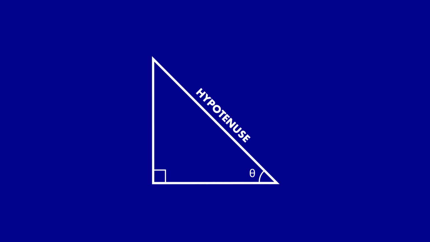Next, we will identify the opposite side. The opposite side is always directly across from our angle of interest. Our last side is the adjacent side. This is the side next to the angle of interest.